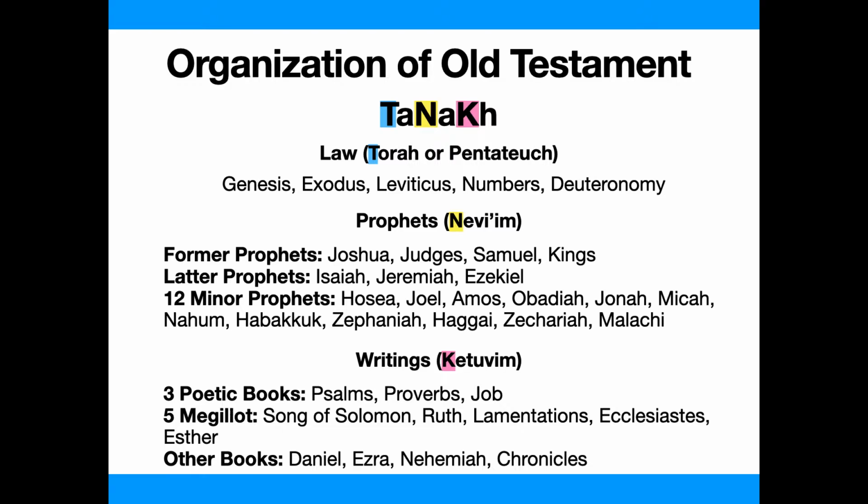Within the Nevi'im, the prophets, they have the former, the latter, and the 12 minor prophets, and each of those have different overarching macrochiasmus as well as micro. In the Ketuvim, they have the 3 poetic books, so Psalms, almost every single psalm has big and little chiasmus in it. Proverbs, Job is an amazing chiastic structure to it. The 5 Megillot and the other books, all in the Ketuvim.